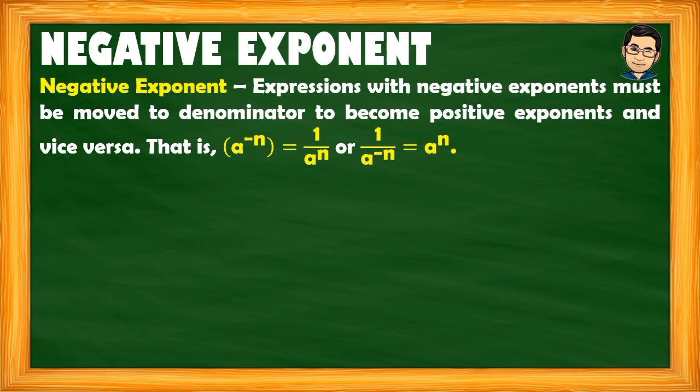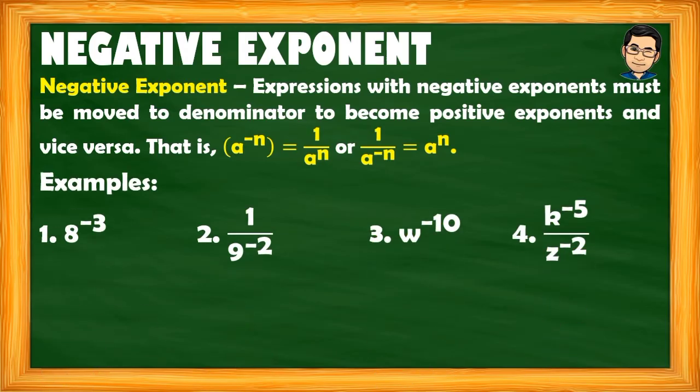So, tandaan, bawal po ang negative exponents sa mga expressions. Pero pwede yung negative na numerical coefficient, o kaya negative na literal coefficient. Basta yung exponent dapat laging positive. So, let's have examples. For number 1, 8 raised to negative 3. So, since negative yung exponent, kailangan nating i-move yan sa denominator. Magiging 1 over 8 cubed na siya.